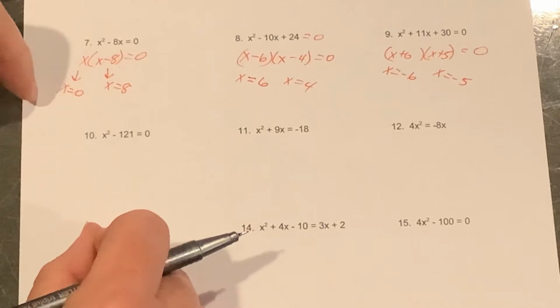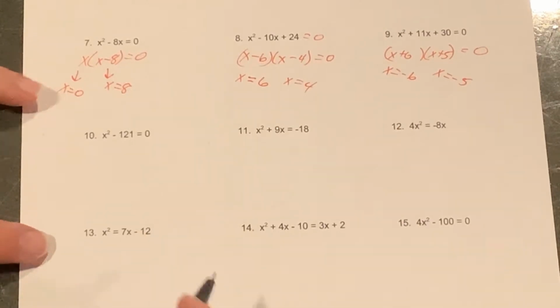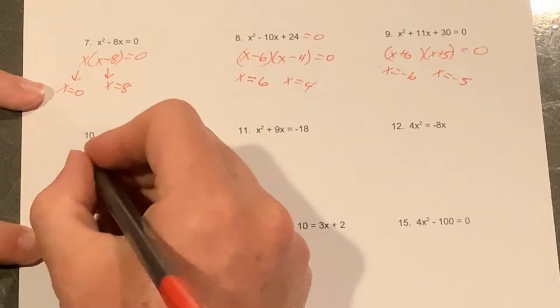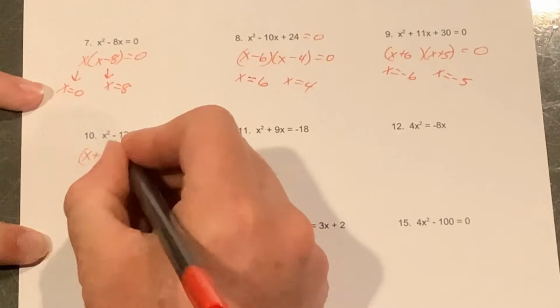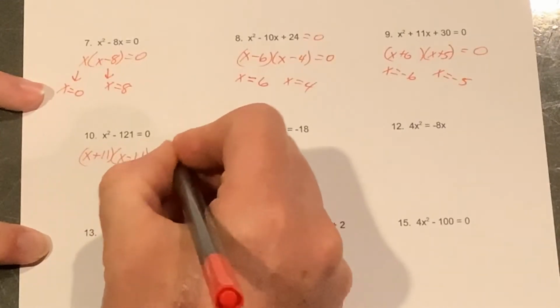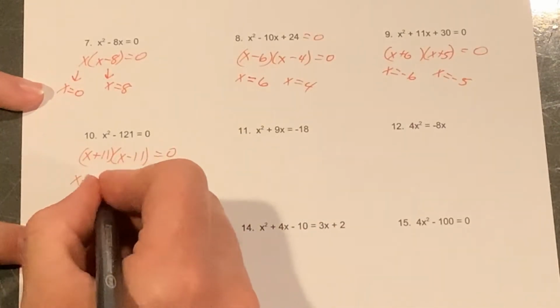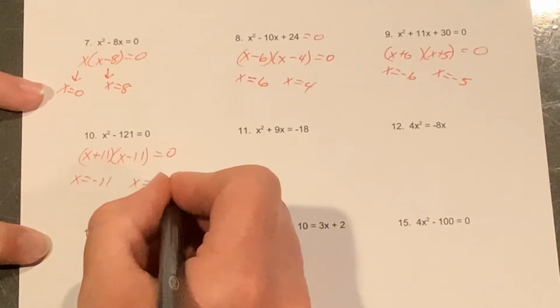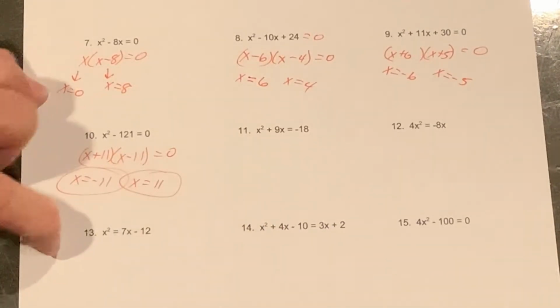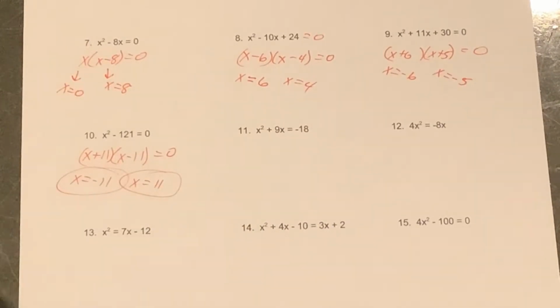We're done. 10, same idea. Again, you could add 121 and take the square root and get x equals plus or minus 11 if you want to do it like we did last week. Or factor this to be x plus 11 and x minus 11 equals 0. So my answers are x equals -11 and x equals +11. Okay, so again, you have to be able to factor to solve by factoring.